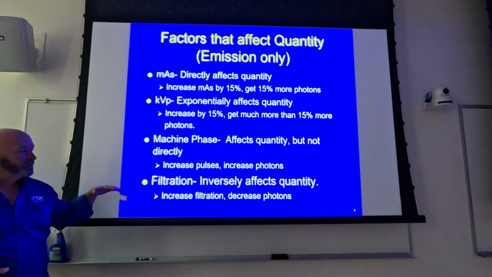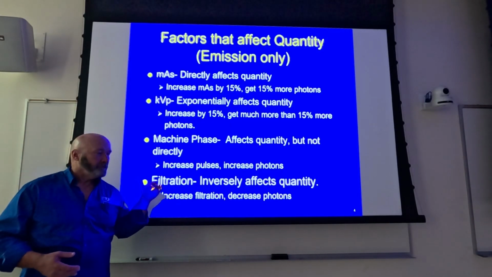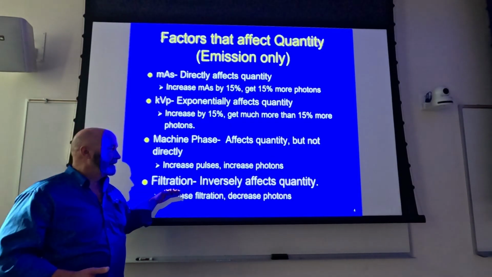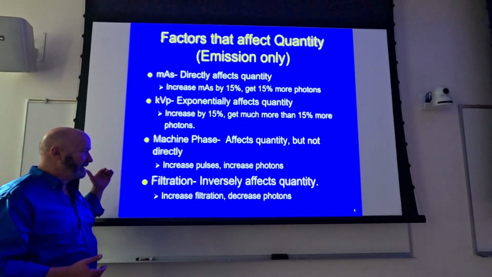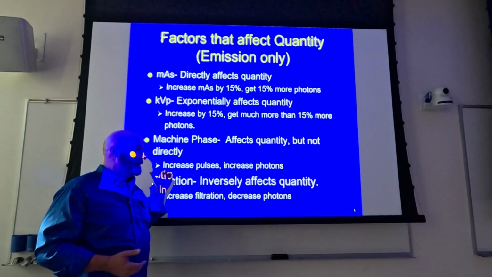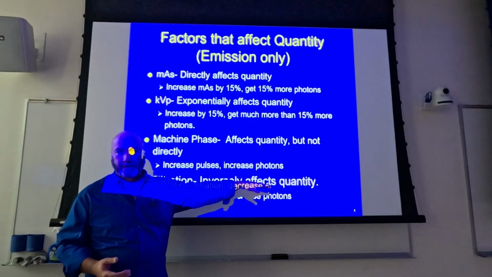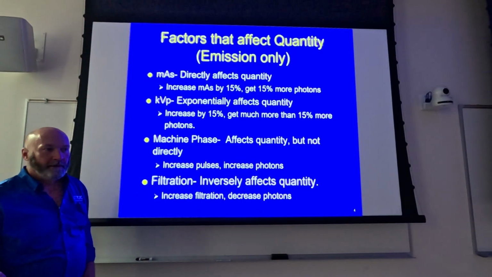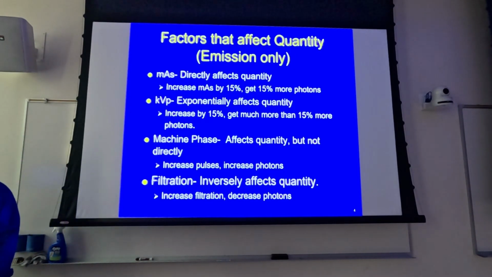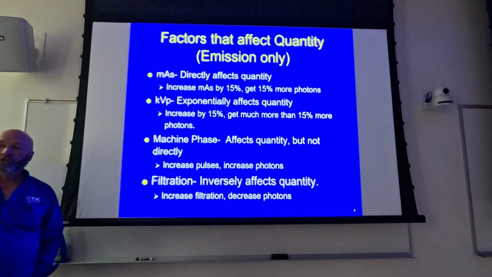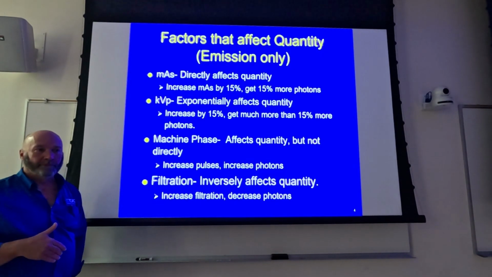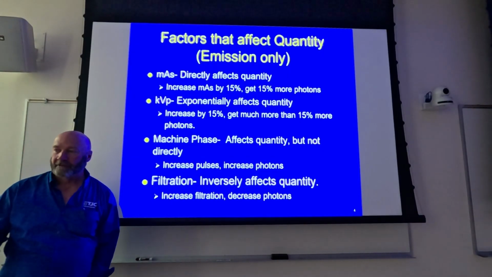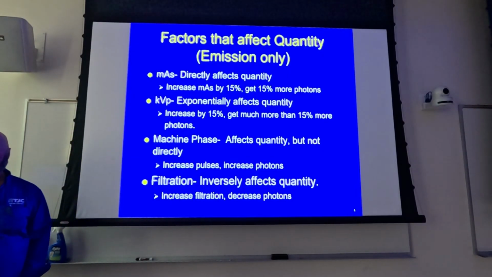So there's that. And then with filtration, we get a couple of things. One, it's an inverse relationship with quantity. So as we increase filtration, if you were to add another layer of filtration, then we would lose photons coming from the X-ray tube. So what's the minimum that you have to legally make an X-ray on living tissue? 2.5, very good, 2.5 millimeters of aluminum equivalent.